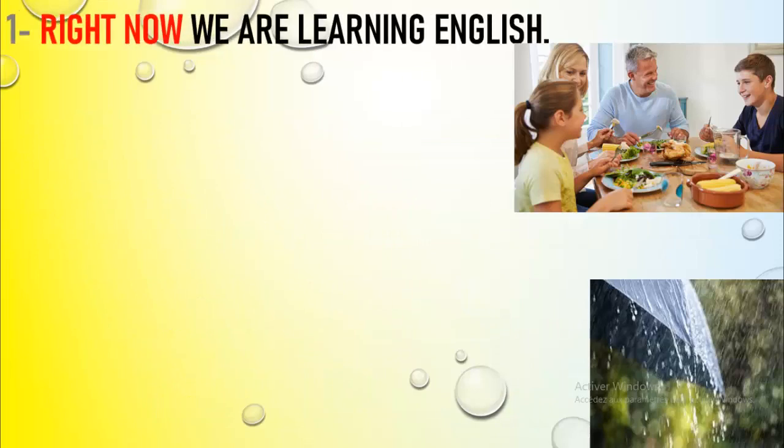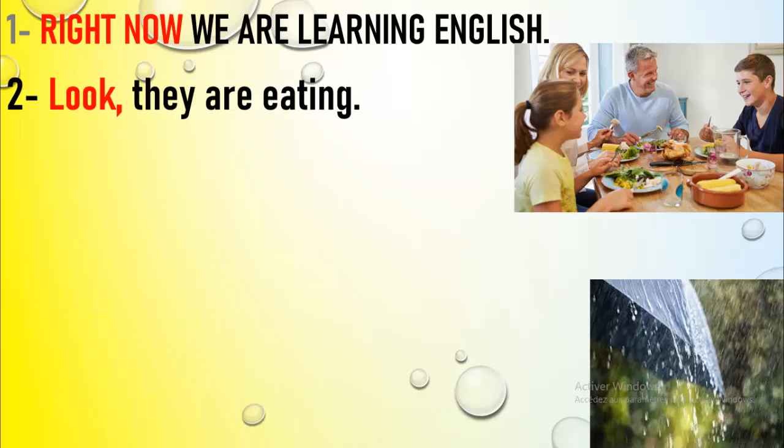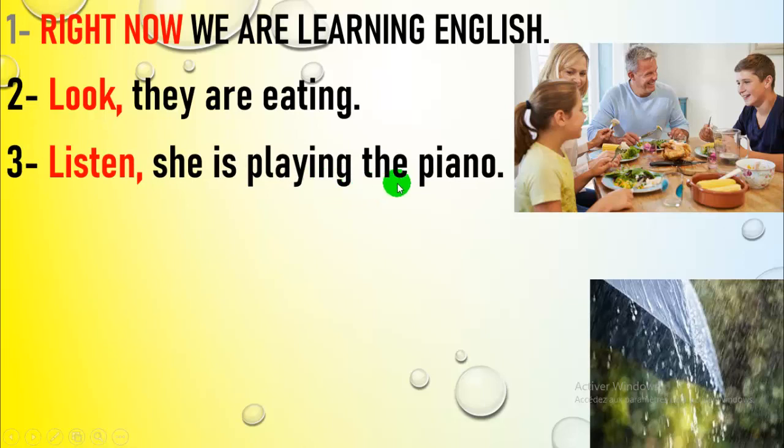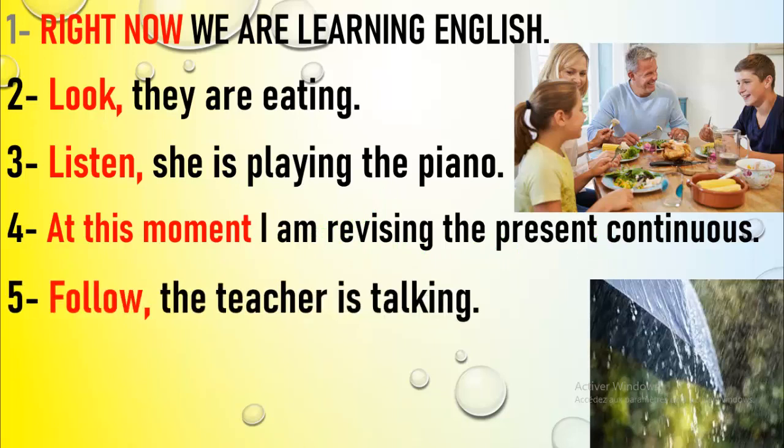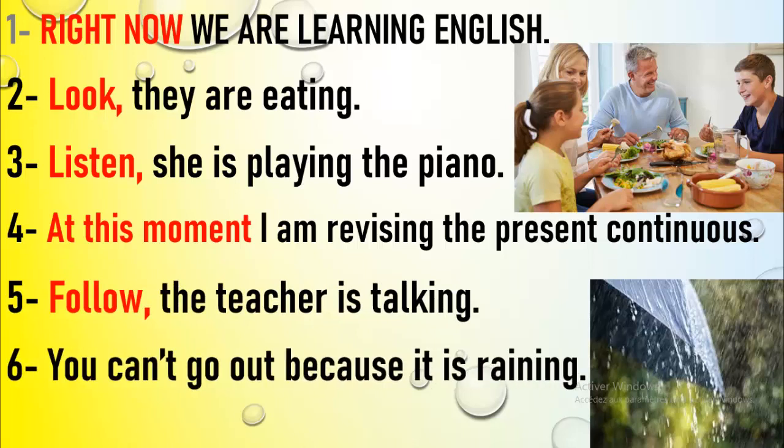Look, right now we are learning English. At the same time you are watching this video, you are learning English. Look, they are eating. Look at these guys, this family, they are eating. Listen, she is playing the piano. At this moment, I'm revising the present continuous. Number 5, follow, the teacher is talking. Number 6, you can't go out right now because it is raining. So all these actions from 1 to 6 are happening now, at the same time I am speaking.